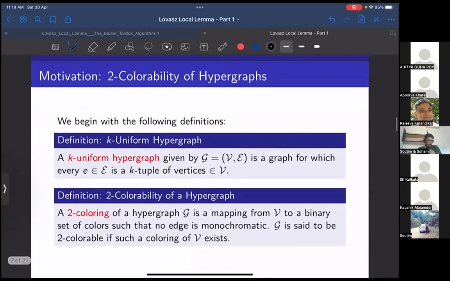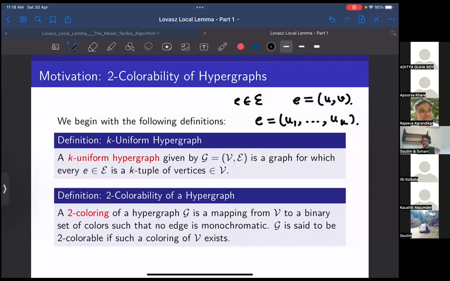Okay. So, motivation. In order to motivate, let us first begin with the following definitions. The first definition is that of a k-uniform hypergraph. A k-uniform hypergraph is a graph with vertex set V and edge set E. Put emphasis on this edge set E, because elements of the edge set no longer look like this. Suppose we have our bona fide simple undirected graph, then our edge set is nothing but an unordered pair of vertices, right? In a k-uniform hypergraph, what we essentially have is that every edge is a k-tuple of vertices.